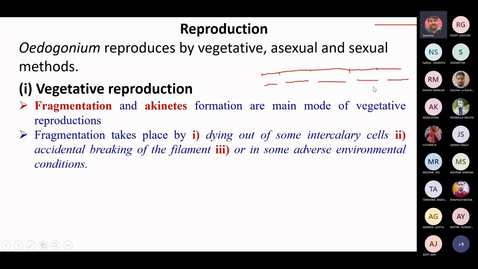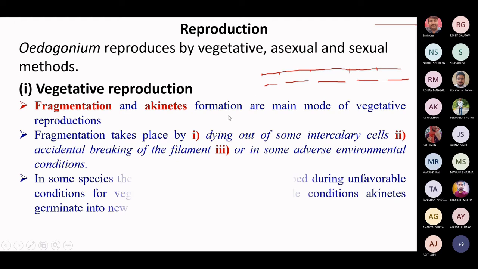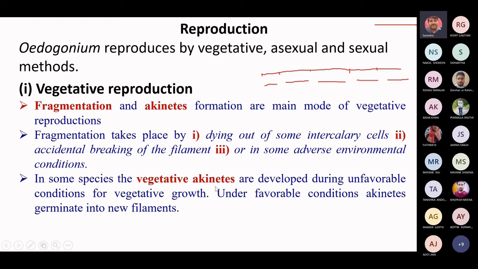So each and every fragment may be able to develop into a complete filament. Or it may be possible, because of accidental breaking of a long filament, that it may break, and each and every part can develop into a complete filament. Or it may be possible that it's an adverse environmental condition. So there are so many things which can divide the complete filament into different parts. And in some species, vegetative akinetes are developed during unfavorable conditions.